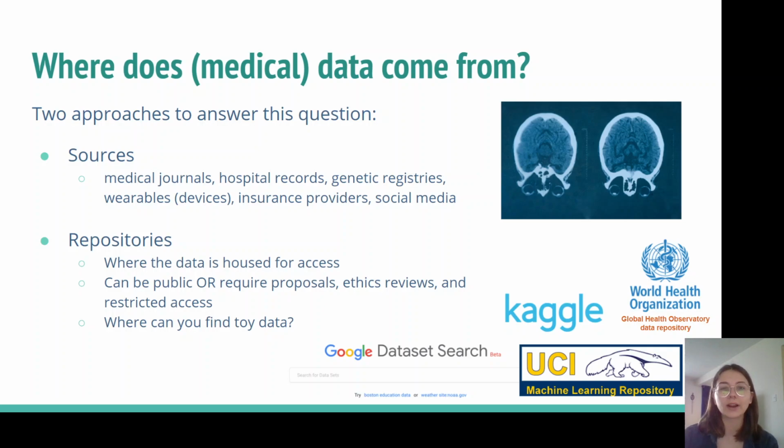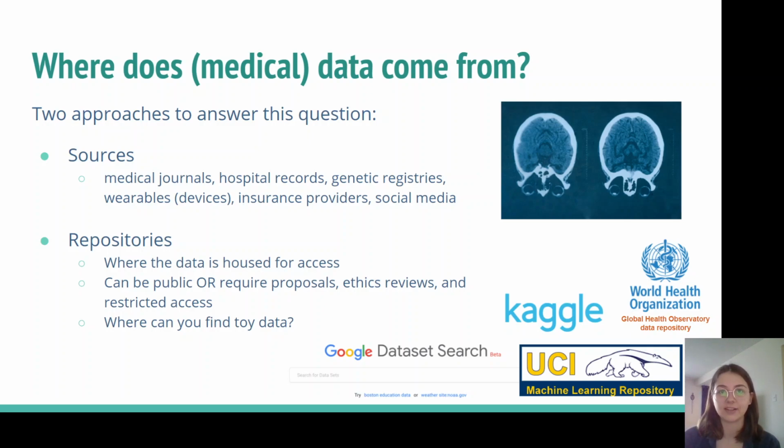So the question, where does medical data come from, can be approached in 2 ways. You can either talk about the source, so this is where the data is initially generated. Clinical trials is one example, which is published about in medical journals. Hospital records is one, genetic registries, such as those used for genetic counseling, or even privately owned repositories like from 23andMe, they send out the tests. Wearables, like your Fitbit, and others.